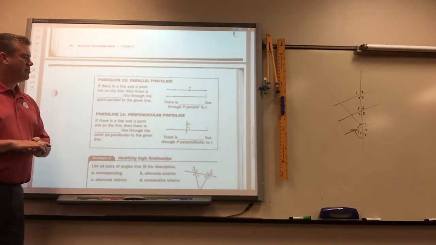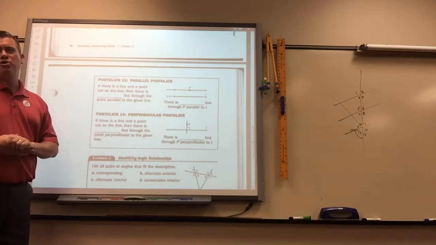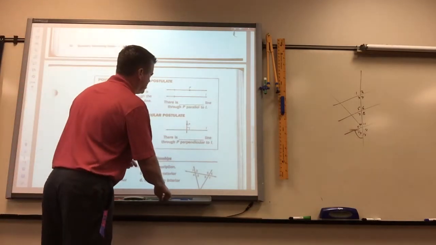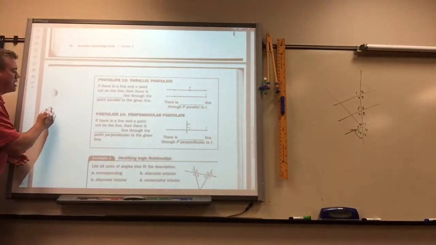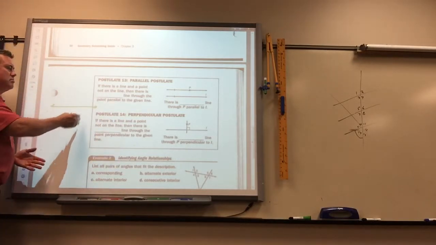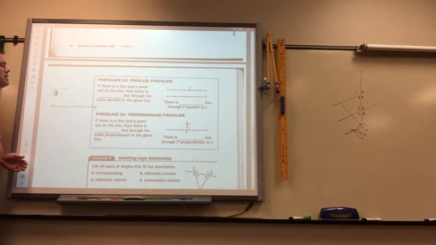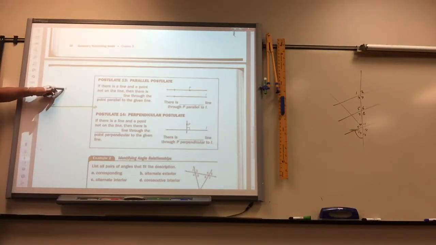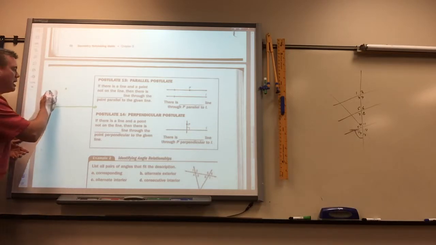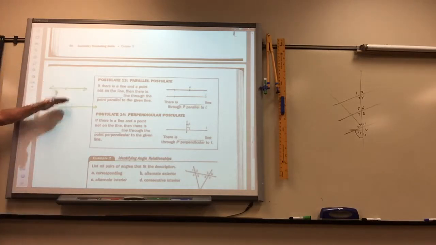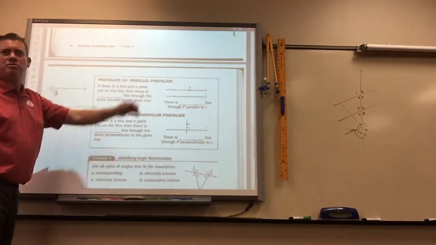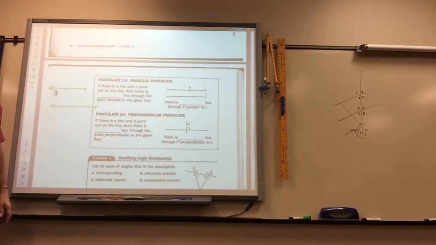Parallel lines. This is actually two constructions that we're going to do later. Just starting from scratch, if you've got a line and a point that's not on the line, it can be anywhere. How many lines could I draw through that point that would be parallel to this line? Just one. The only line would be right there. It's just common sense. That's why it's a postulate. Postulates don't need to be proved because they're just common sense.